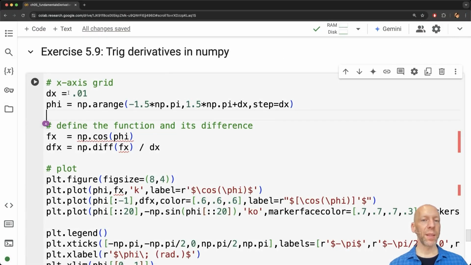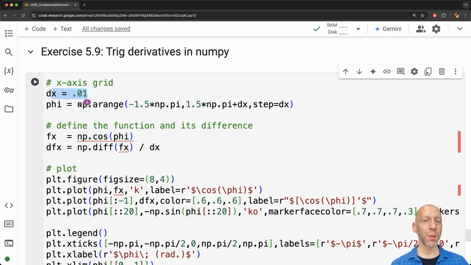Here I define the x-axis resolution in terms of dx. I suppose I should have called this variable d phi for consistency with the math that I showed in the book. But anyway, these are all just arbitrary variable names. So dx equals 0.01.